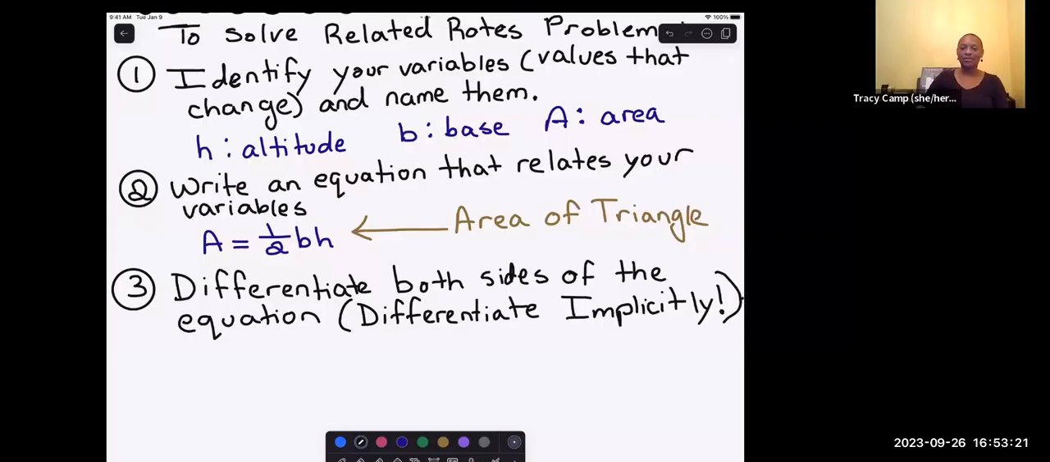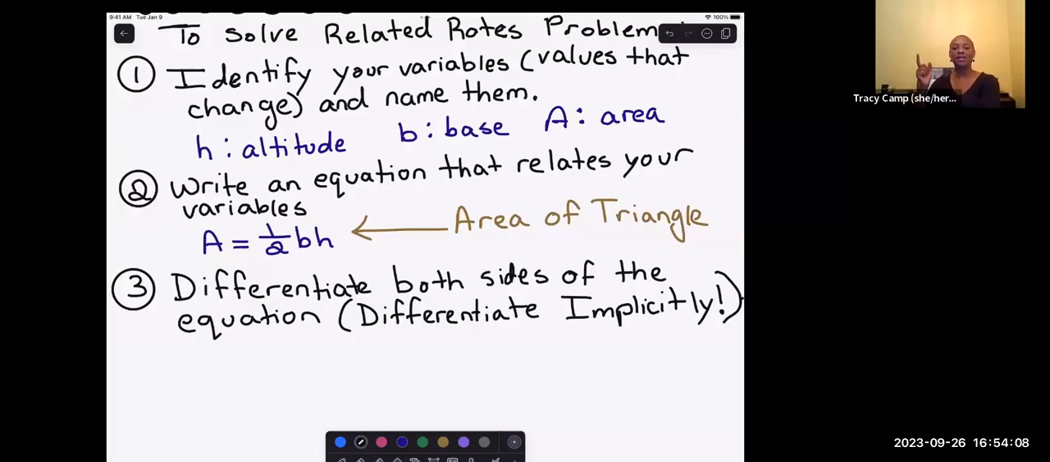Here's where to be extra careful when you're working with these related rates examples. Your variables, they are changing, right? That's how I decided what my variables were, these values that are changing. And with all of these problems, your variables are going to be changing with respect to time, right? I guess this triangle is growing. And so the height is growing, the base is changing, the area is also growing.